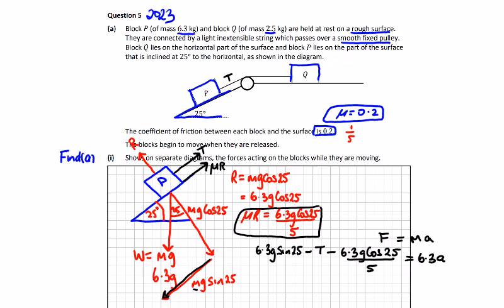So if we decimalize the left, I'm going to get 26.09 minus T minus 11.19 equals 6.3a. That's going to give 14.9 minus T equals 6.3a. So we need to get the other equation from Q.